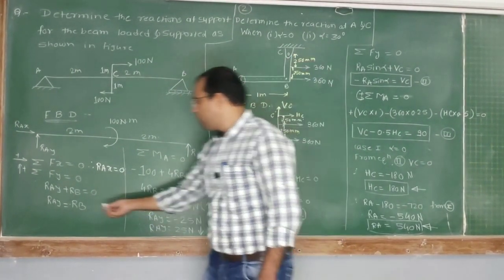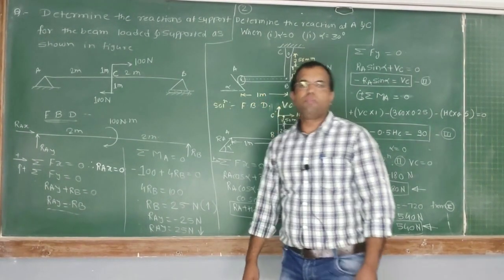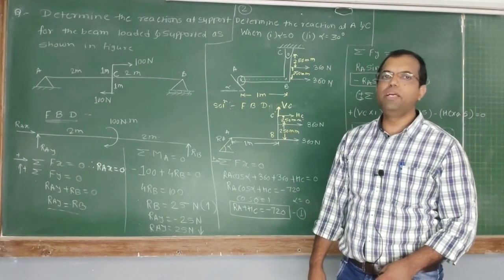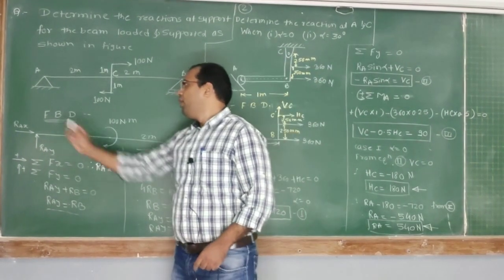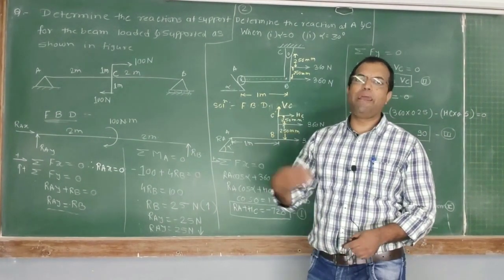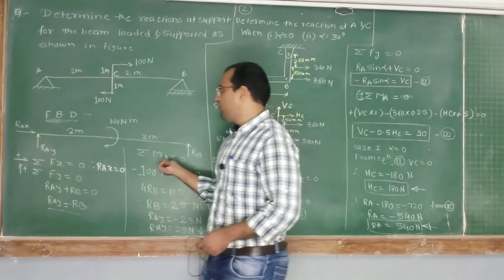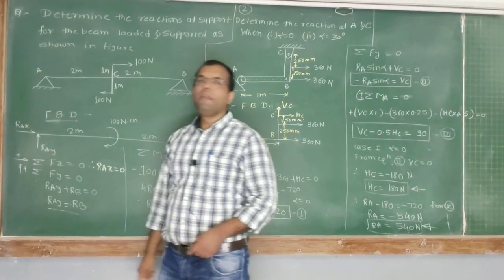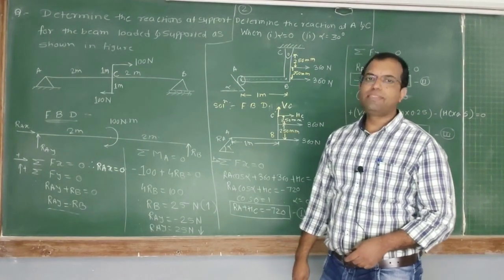Now from this equation we don't get the value of RAY and RB, so we require one more equation, that is the third equation of equilibrium, that is summation of moment is equal to 0. So I have chosen the point A for taking the moment. Always consider that where there is a maximum number of unknowns, at that point we have to take the moment. Here the maximum number of unknowns is at point A, that is RAX and RAY. Therefore I have chosen the point A for the moment center.